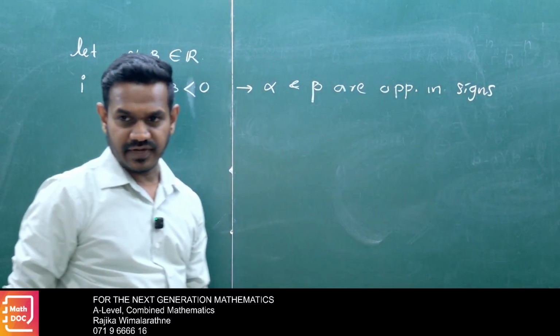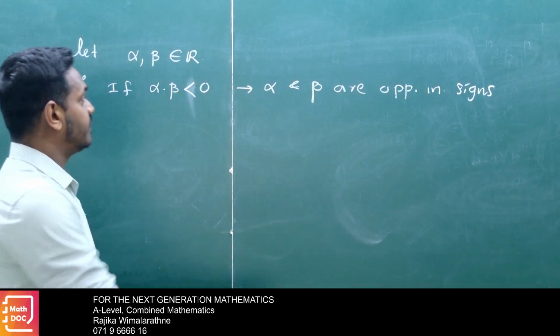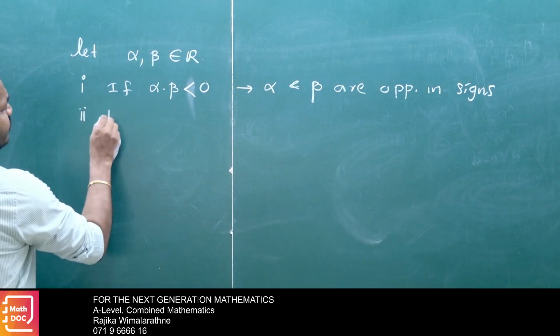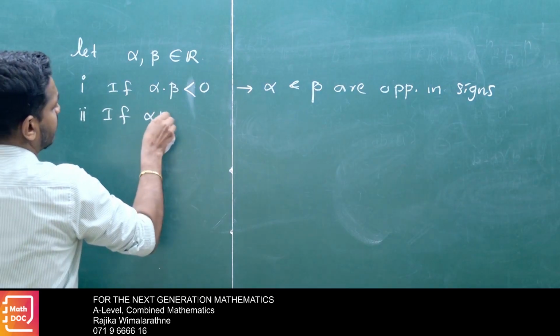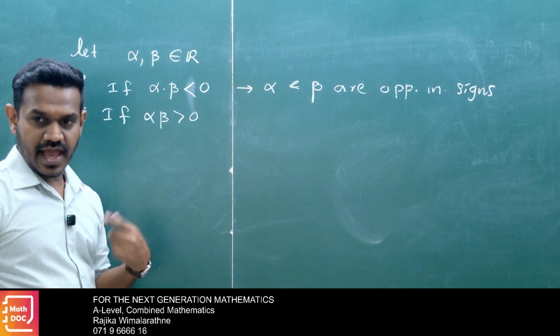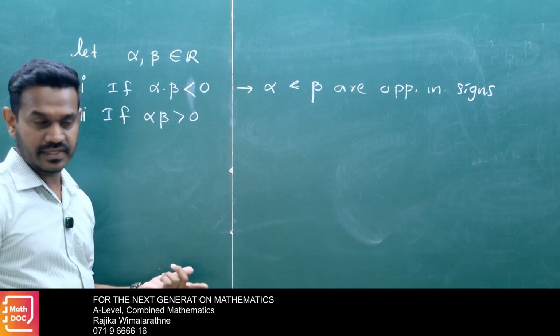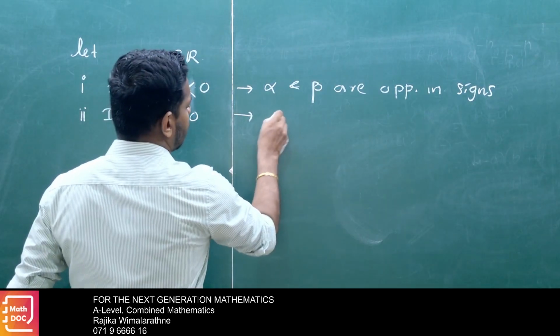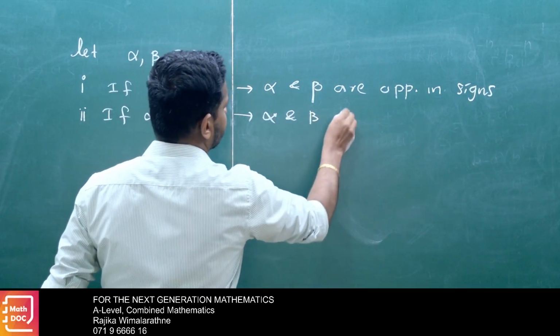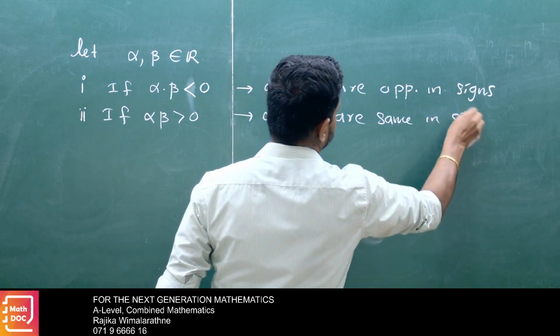We can't say what is positive value, but we can say they are opposite in signs. If alpha beta is greater than 0, the idea is alpha and beta are the same in sign. Both positive or both negative is possible. Alpha and beta are the same in signs.